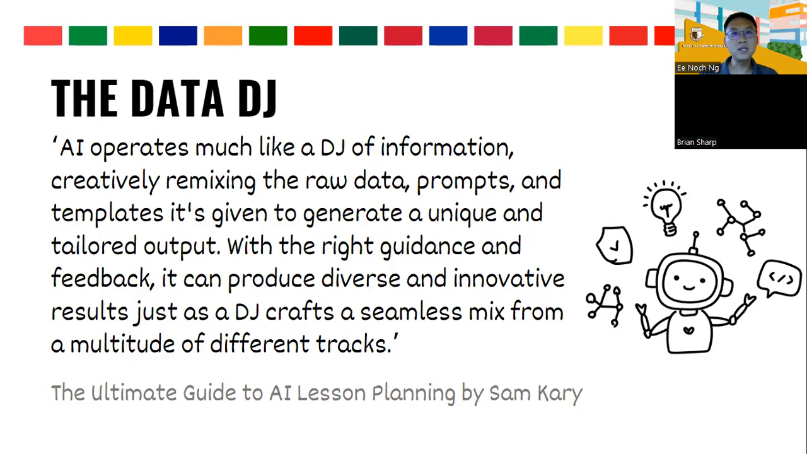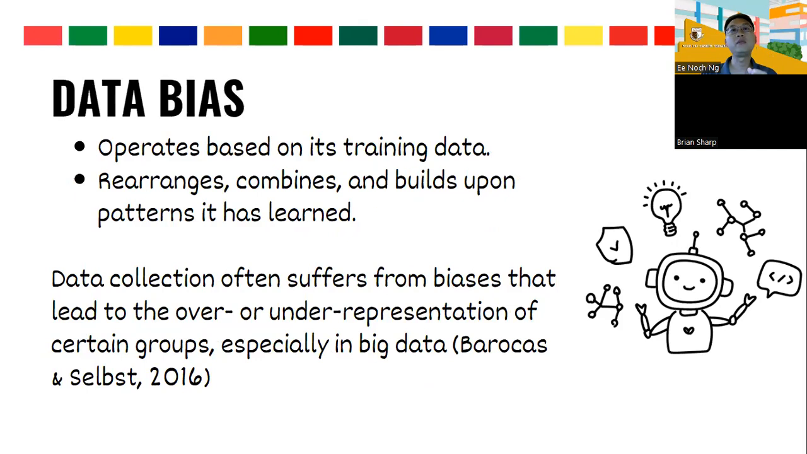So this is something that we need to bear in mind, because there is this thing called data bias. AI works on the data that it gets. And because of that, there is sometimes what we call data bias, where AI suffers from what we call over or underrepresentation of certain groups or certain contexts.